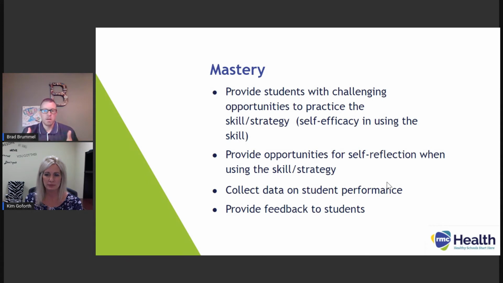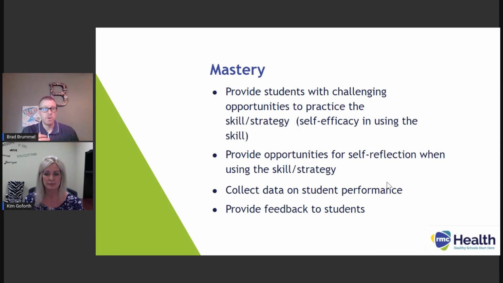And when it comes to assessments, we want to make sure that we're collecting data so that we know, did our students reach our objective? Have they mastered this skill? If we don't collect data, then we don't know. And that's unfortunate. So that's an important part of the mastery stage.